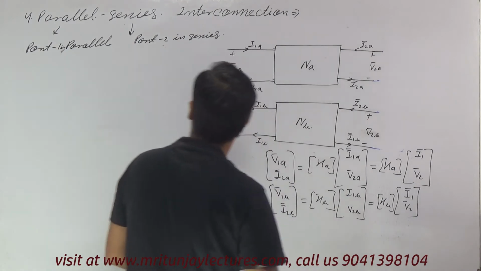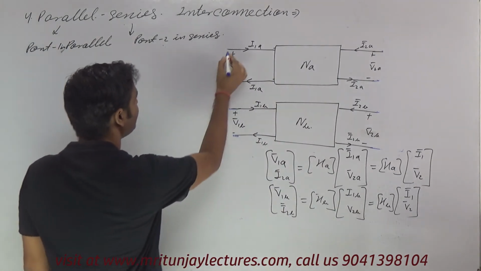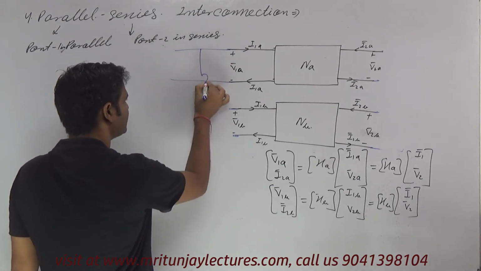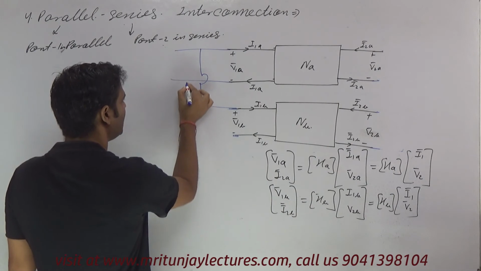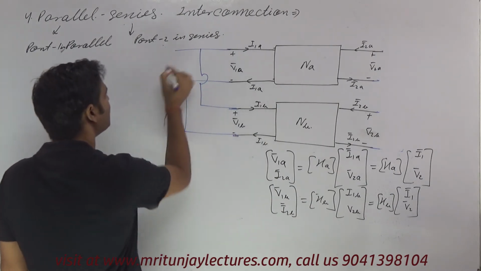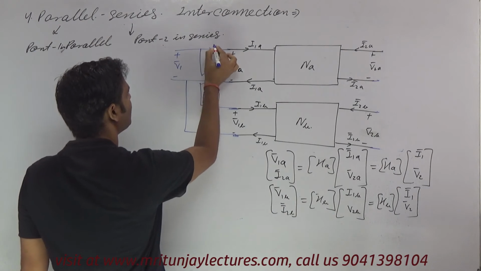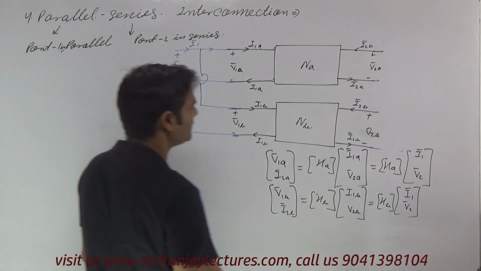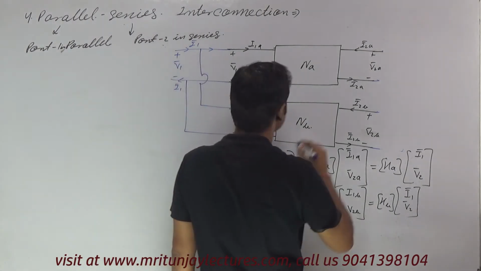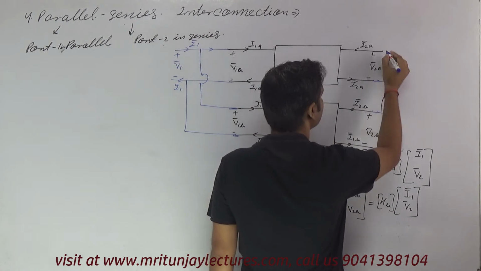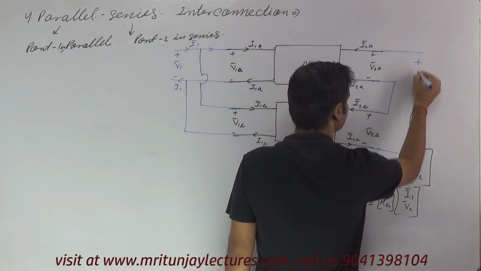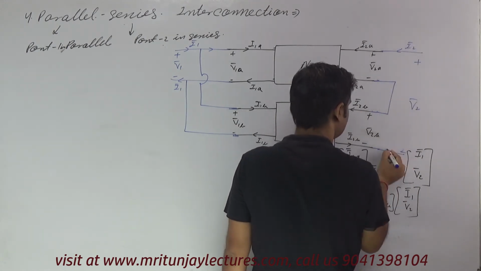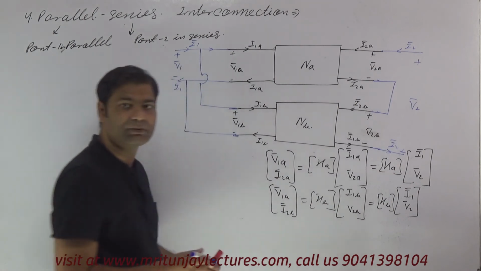Okay, how do we connect? Port 1 in parallel. Parallel means like this one. This one is connected corresponding to this one, and that is V1. Here I1 and here I1. Okay, so second port in series. So this one is connected here, and that is V2, and here I2 current and here I2 current. Clear or not? Very simple.